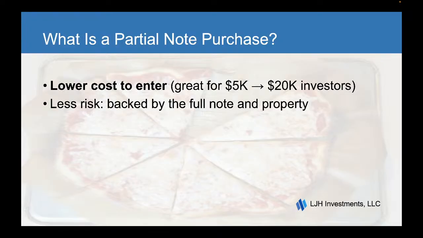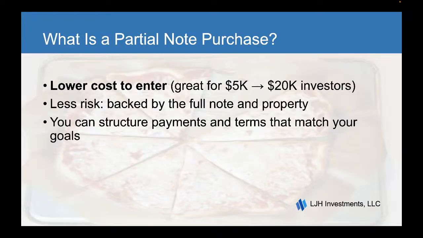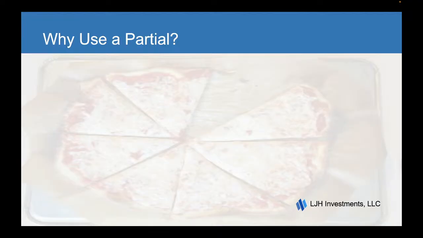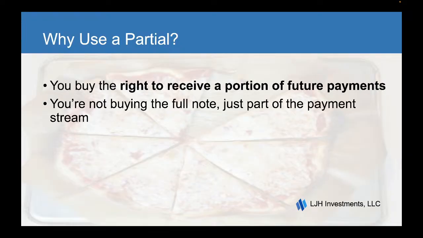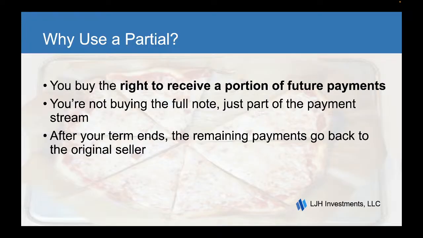Like I was saying, it's less risk buying a partial note because the seller still has a chunk of that note, so there's still an interest in this note. The other thing is you can structure payments in terms that match your goals. So why do we use a partial? You buy the rights to receive a portion of the future payments. You're not buying the full note, just part of the payment stream. And after your term ends, the remaining payments go back to the original seller.